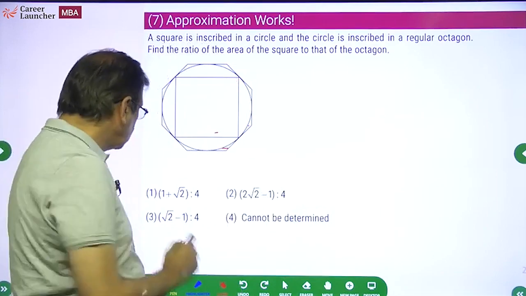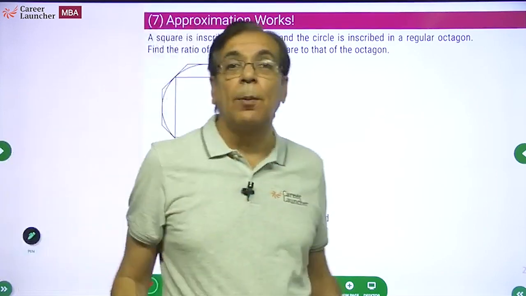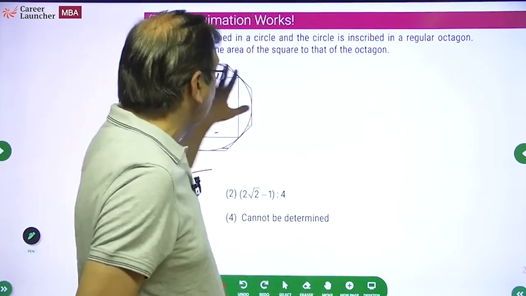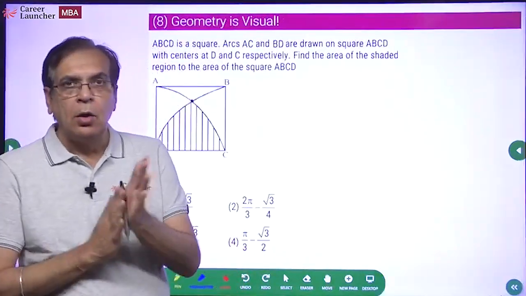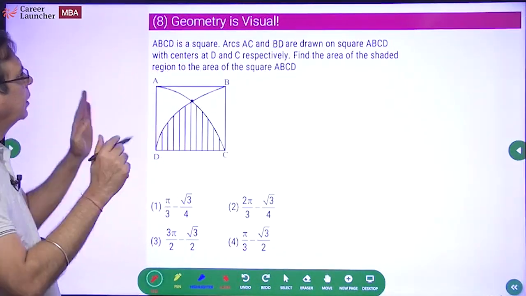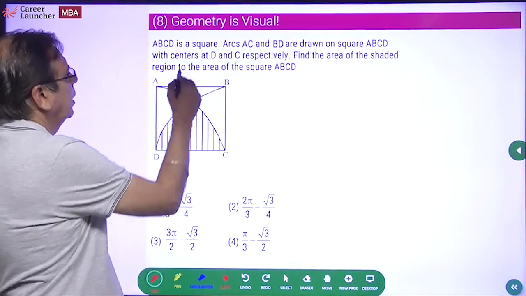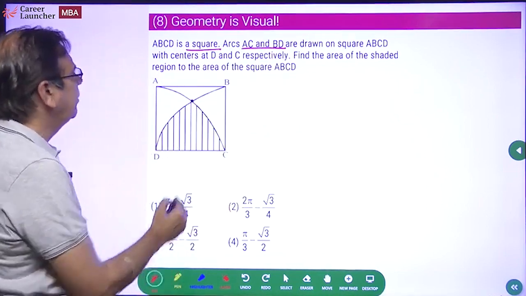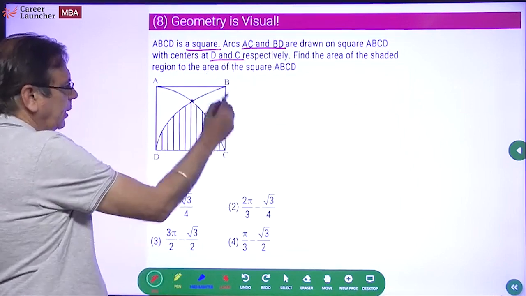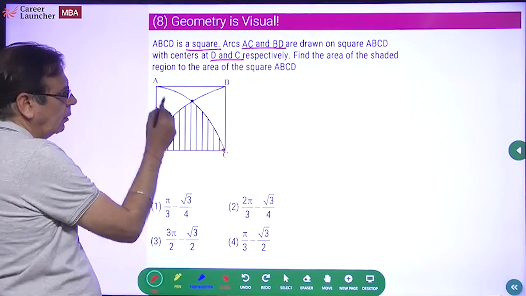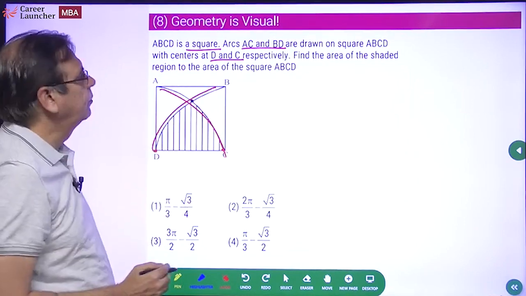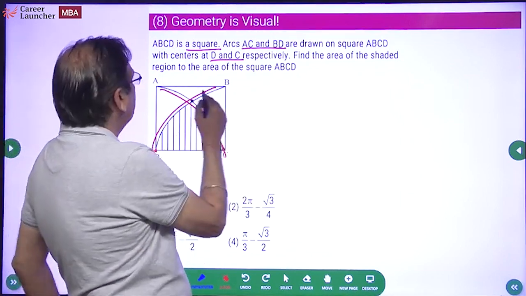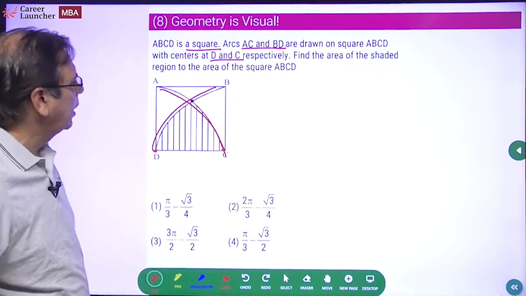So your task is to eliminate choices by looking at the options and making an approximate figure or doing some kind of approximation. So, another question of geometry. Let's look at this one. ABCD is a square, arcs AC and BD are drawn on square ABCD with centers at D and C respectively. So ABCD is a square, and these are the centers of these two arcs. Find the ratio of the area of the shaded region to the area of the square ABCD.